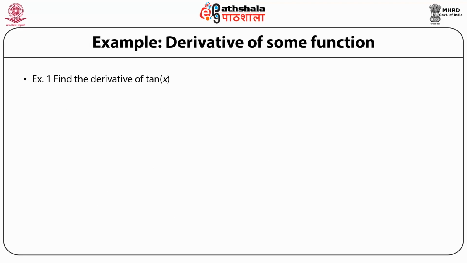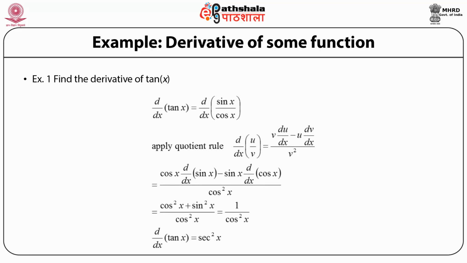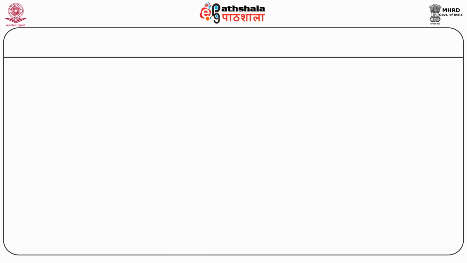To find the derivative of the function tan x, d by dx of tan x is equal to d by dx of sine by cos x. Then if you apply the quotient rule, you will get cos squared plus sine squared divided by cos squared, which is equal to 1 over cos squared. What is 1 over cos squared? Secant squared. So we end up with d over dx of tan x equal to secant squared x.